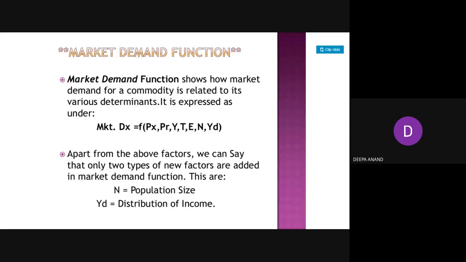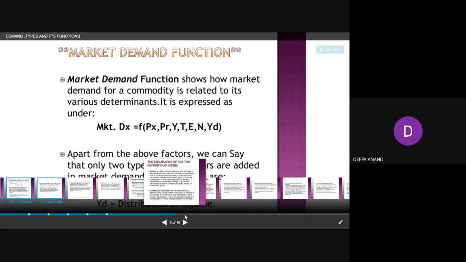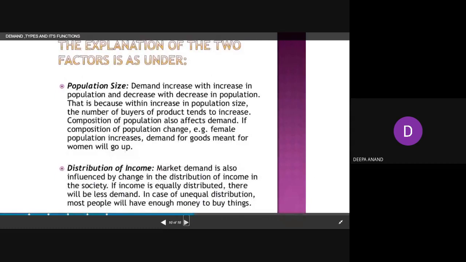It's a function of all these factors. Dx is equal to a function. So the new items here are n, that is population size, and Yd, distribution of income. Population size, we have already seen the explanation for. That is, as the number of buyers increases, demand also increases. So if the female population increases, demand for goods meant for women will go up.